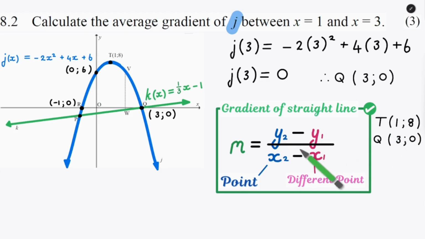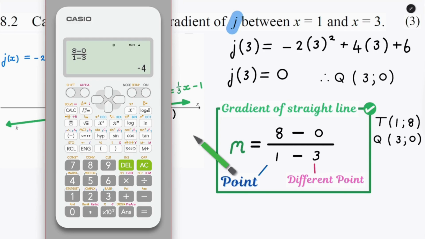I think I'll just put t in the blue guy's place. Just remember the y values go on top. I'll put q in the pink guy's place. And then ain't nobody got time for that, bro. That's going straight in the calculator. So if we just slap it in there, it gives us negative 4.